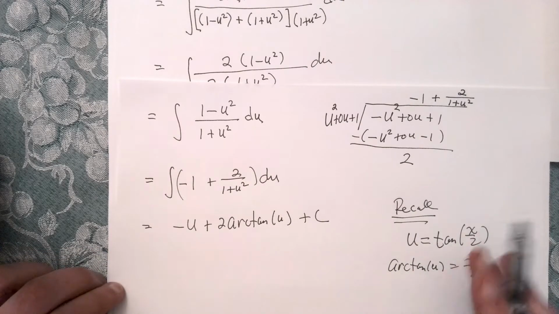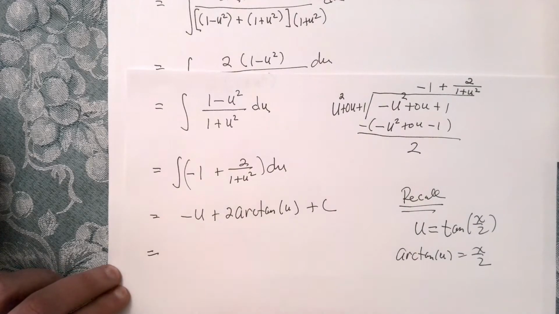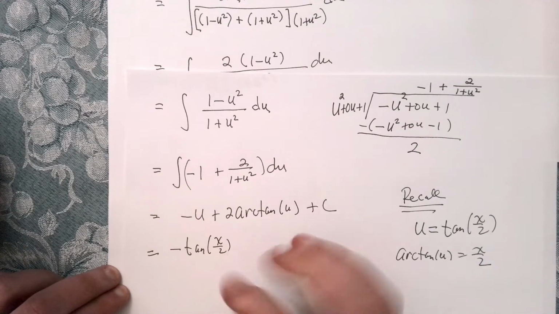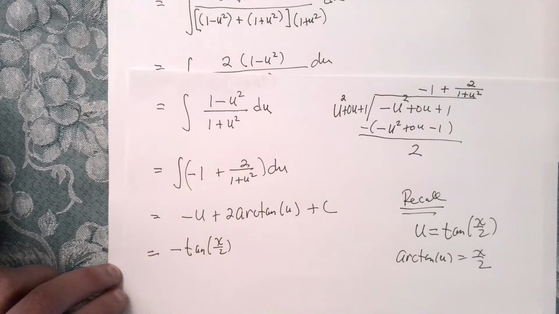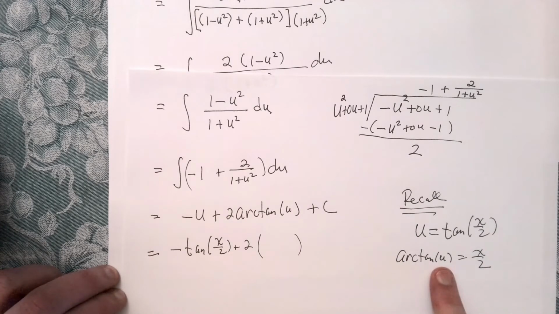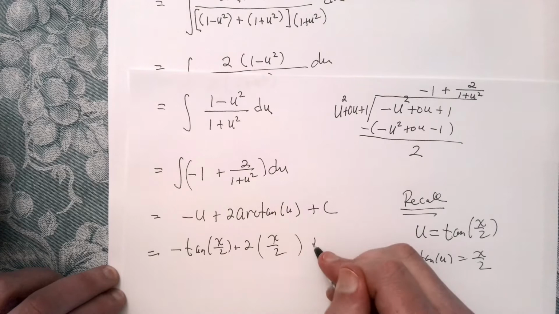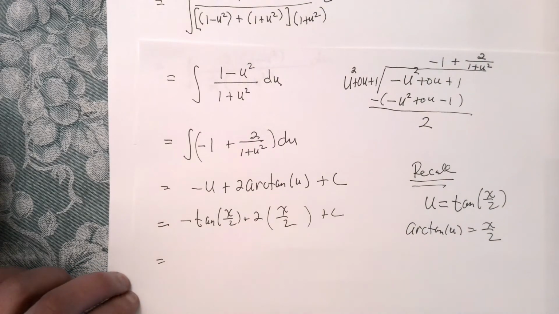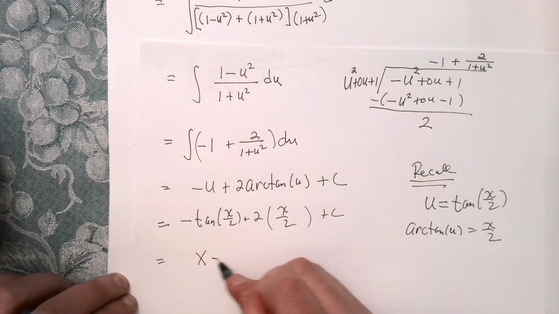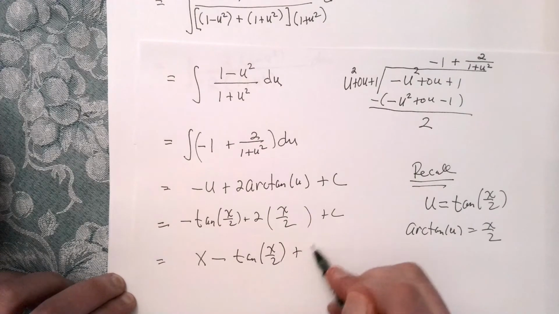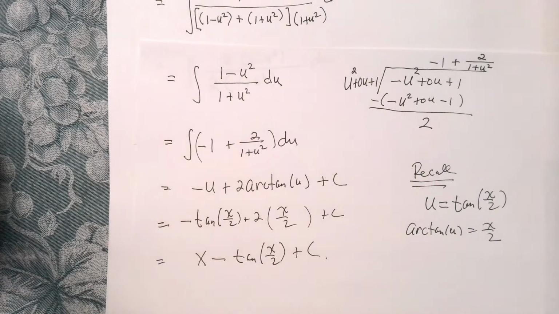So that seems pretty nice. And so let's go ahead and substitute back in. So this looks like negative tangent of x over 2, because again, u is tangent of x over 2. And then we've got 2 times the arctan of u, but the arctan of u is x over 2. The 2's will cancel, and so I'll write this with the minus in the middle. So I've got x minus the tangent of x over 2 plus c. So pretty neat use of our substitution.